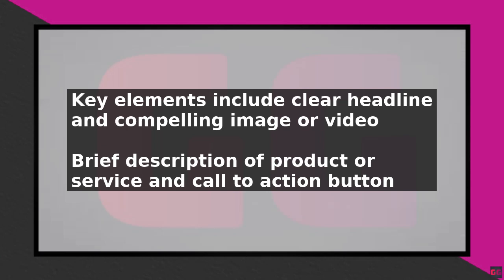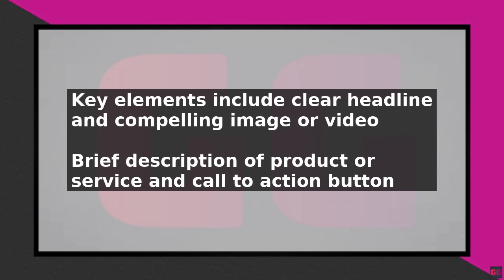To add a headline, click on the Add button and select Text. Then choose a font and style that matches your brand. Add your image or video by clicking on the Add button and selecting Image or Video. Make sure to optimize your image by compressing it to reduce the file size and improve page load time.